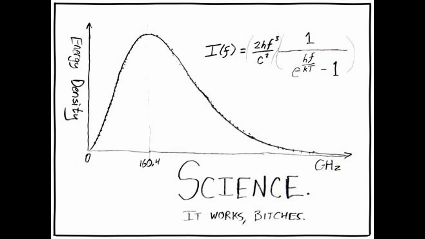However, I(ν,T) still represents the spectral radiance, similar to energy density. In this formula, h is the Planck constant, c is the speed of light in a vacuum, and k is the Boltzmann constant. The frequency f or ν along the x-axis is measured in gigahertz. The curve peaks at 160.4 GHz. There is no scale or unit on the energy density on the y-axis.